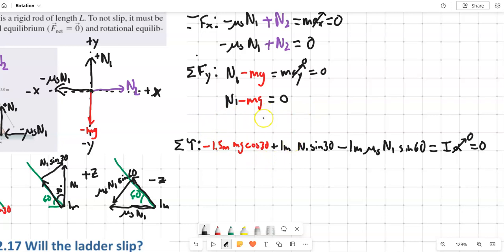Okay, before we get into this, we need to do something with here. And we know mu sub s times N1 is equal to N2, right? But from this force diagram, you could see that N1 is going to be equal to mg, right? So all these N1s are going to be equal to mg. So I'm going to replace all of those N1s with mg.